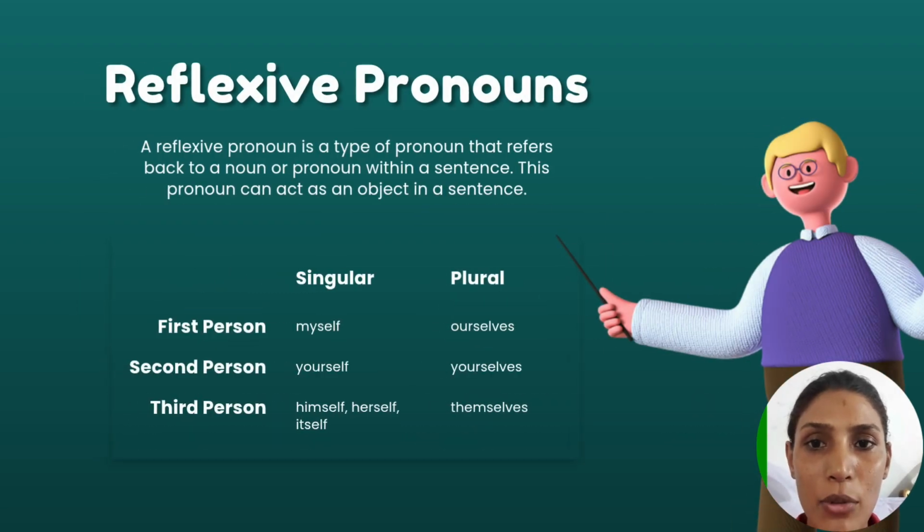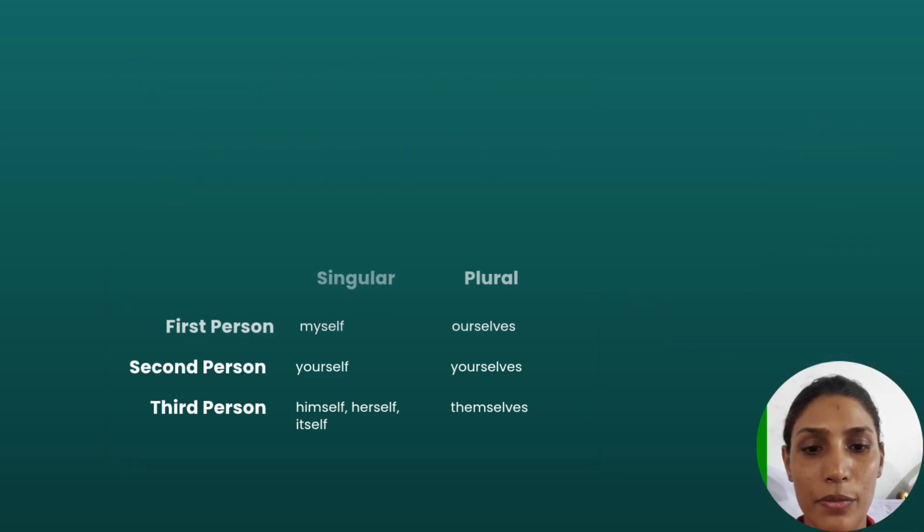And reflexive pronouns. A reflexive pronoun is a type of pronoun that refers back to a noun or pronoun. It means it refers back to a noun or pronoun within a sentence. This pronoun can act as an object in a sentence. Let's have an example like first person, second person, and the third person. First person is myself, and yourself, himself, herself, itself, and its plural forms are ourselves, yourselves, and themselves.